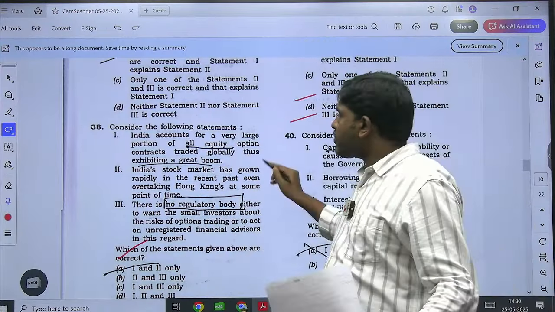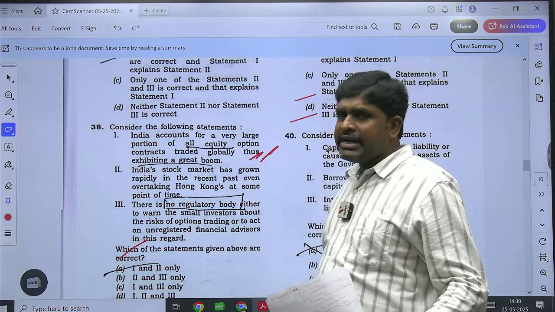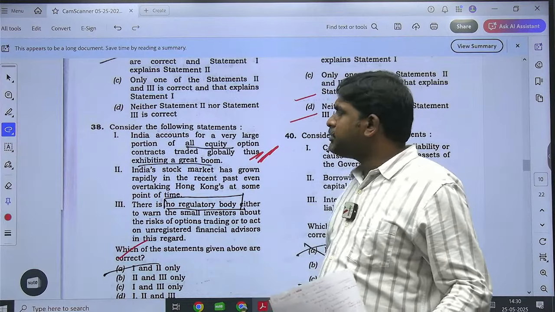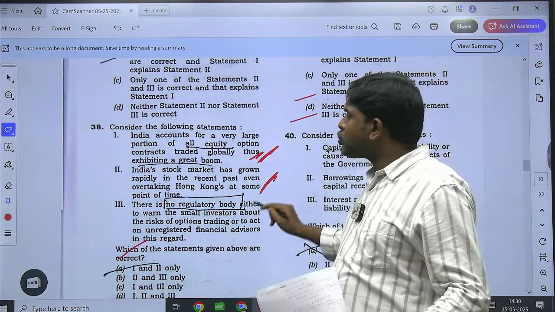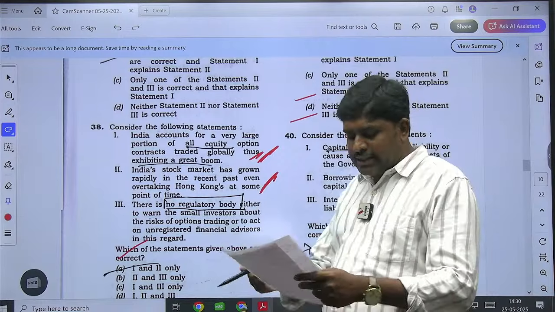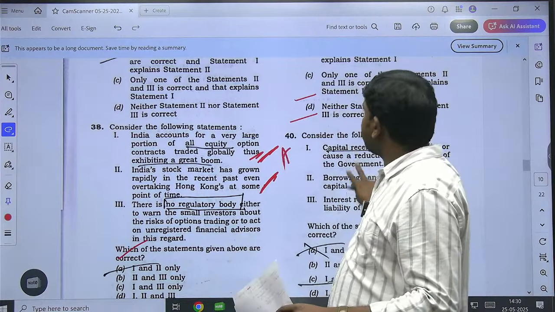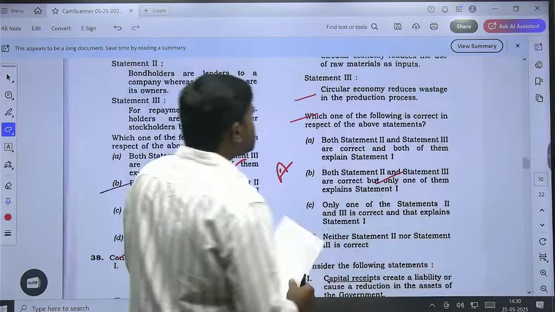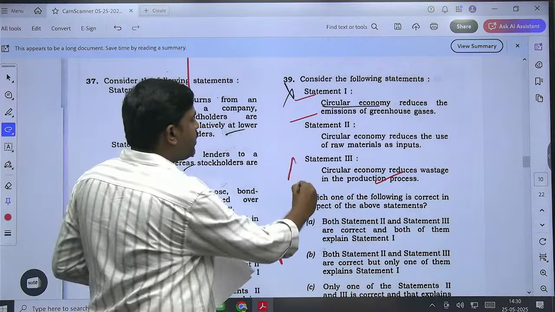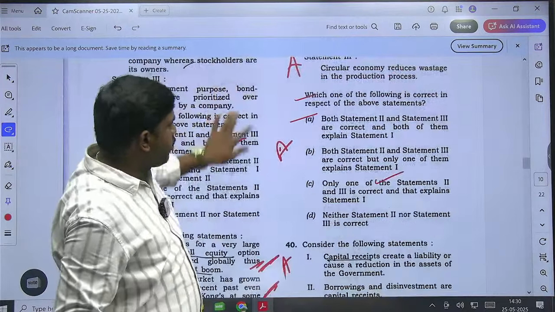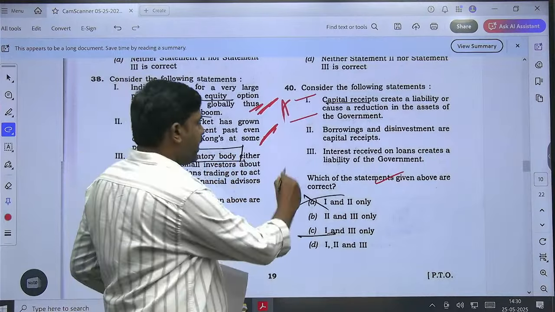38th, India accounts for a very large portion of all equity option contracts traded globally, thus exhibiting a greater boom. India's stock market has grown rapidly. So 38th answer is A, only 1 and 2 is correct. Similarly, 39th, circular economy, 39th circular economy answer is A, all are correct. And 40th last question with respect to economy is answer A.